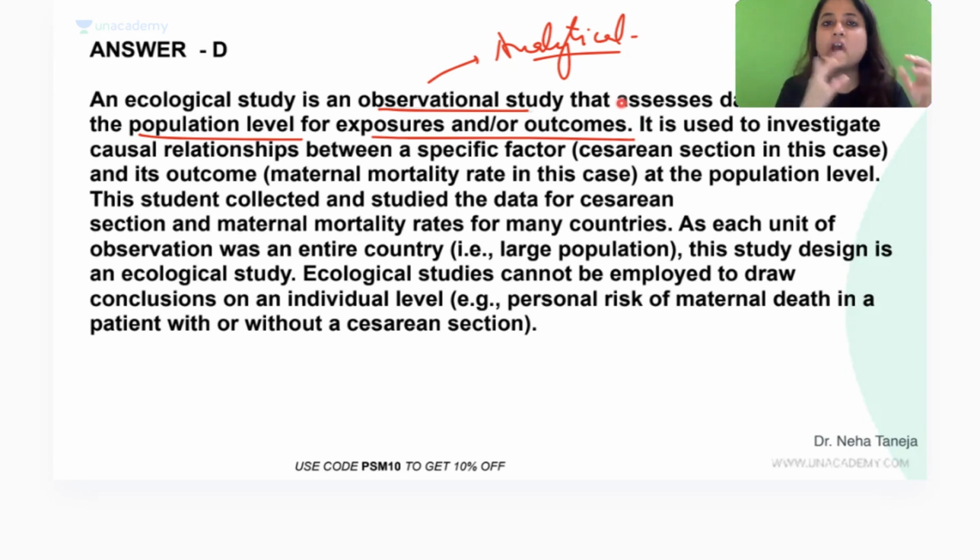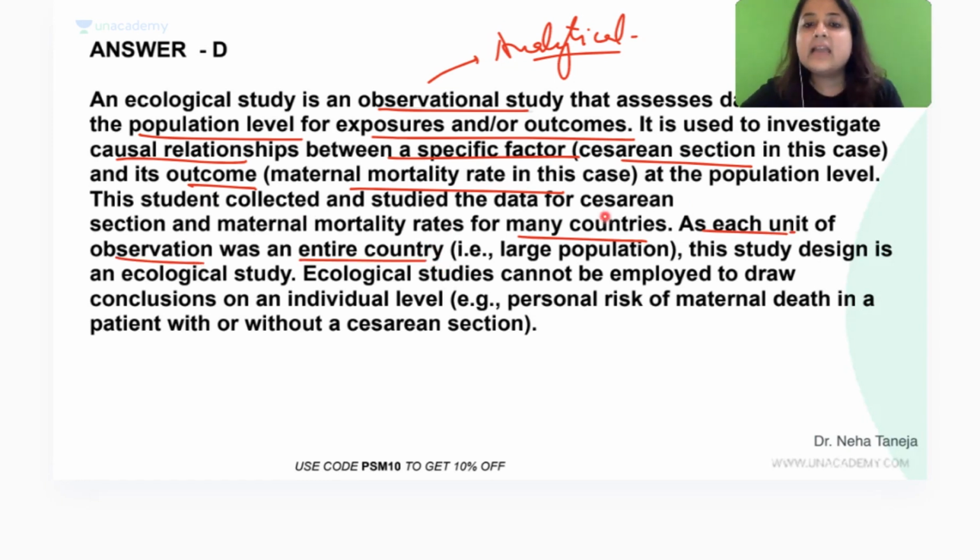It's collecting the information on exposures and outcomes at the same point of time, but from secondary data, not primary data. You as a researcher are not collecting data. The data is already collected, okay? It is used to investigate causal relationships between a specific factor, over here C-section, and its outcome, maternal mortality at the population level. The student collected and studied the data for C-section and maternal mortality for many countries. Now read it. As each unit of observation was an entire country, a large population, this study design is an ecological study design.